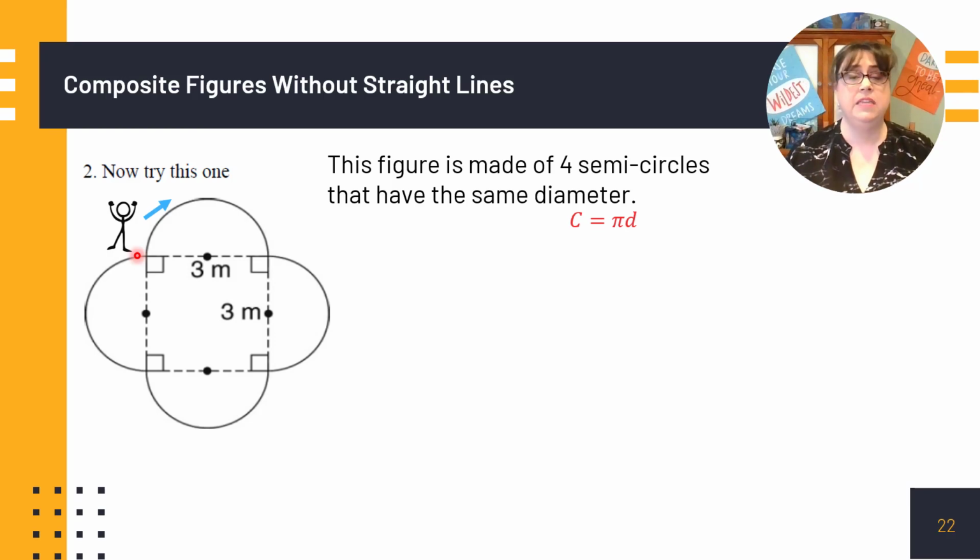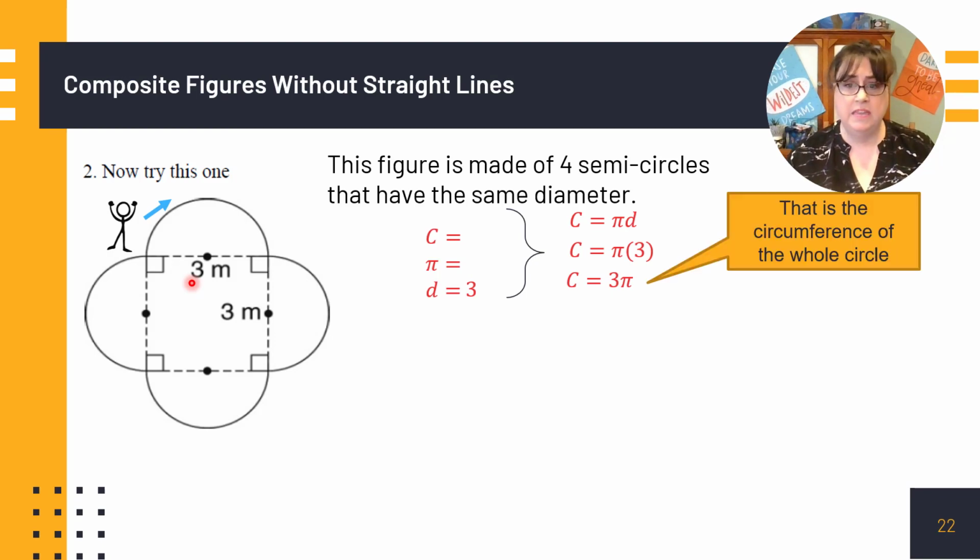And again, I'm writing this down so that I can think about my problem solving and not my formulas. So I just start working on that. I need my pi and my diameter, and I'm lucky because my diameter is right here. It's 3 meters. So I do some substitution where d is equal to 3, and I know that c is equal to 3 pi. So this is the circumference for the whole circle.